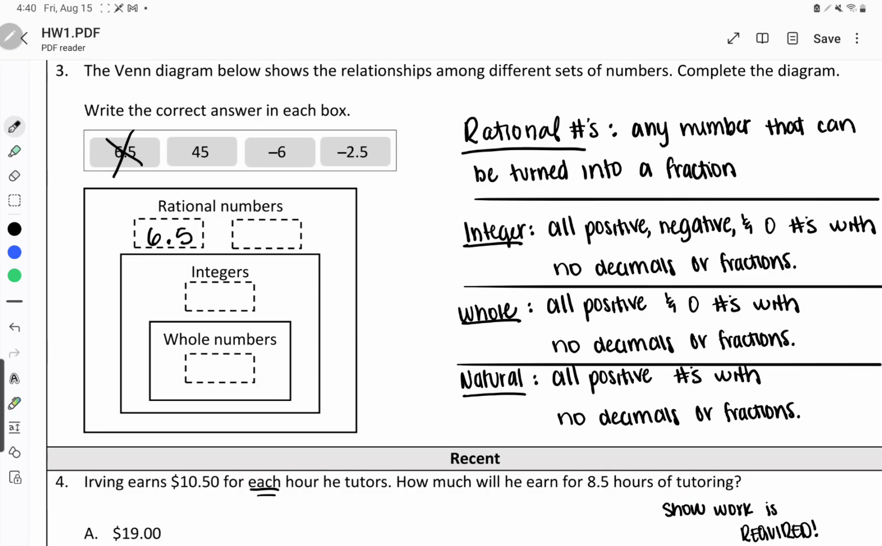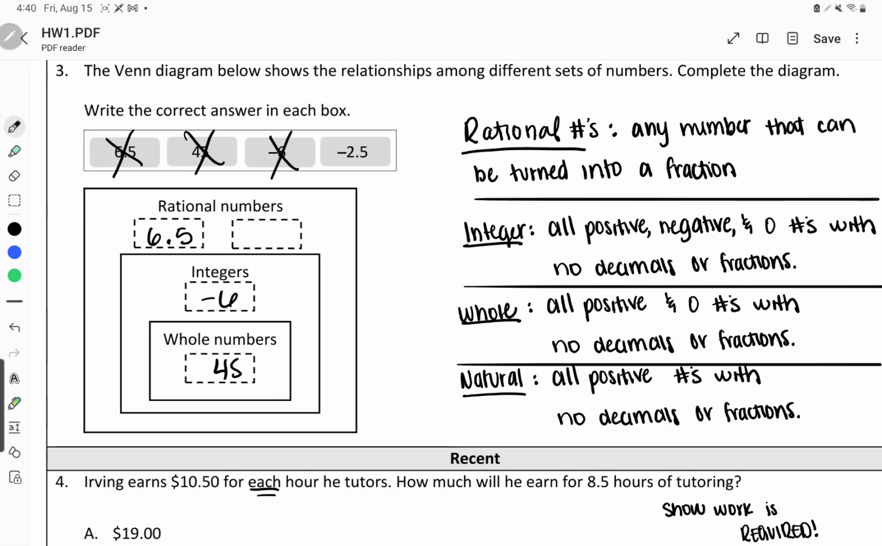The next one is 45. Now, normally I would classify 45 as a natural number because it is a positive number with no decimals or fractions. Now, because that is not on this diagram, I'm going to classify it as a whole number because it's the next best thing. Then we have -6. Now, -6, how would you classify it? -6 is going to be an integer because it is a negative number with no decimals or fractions.